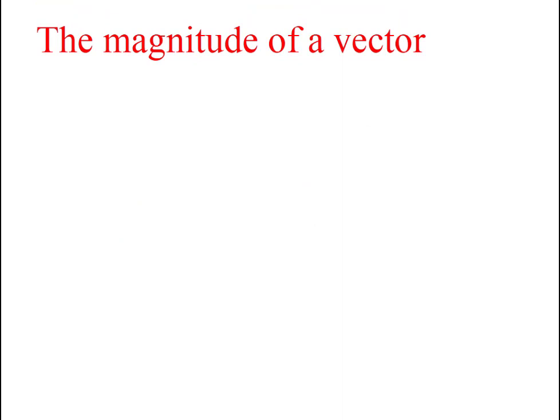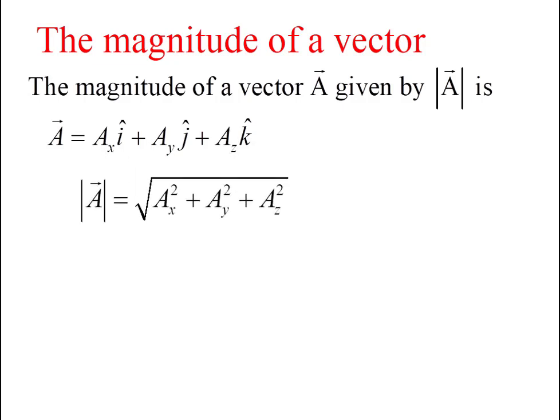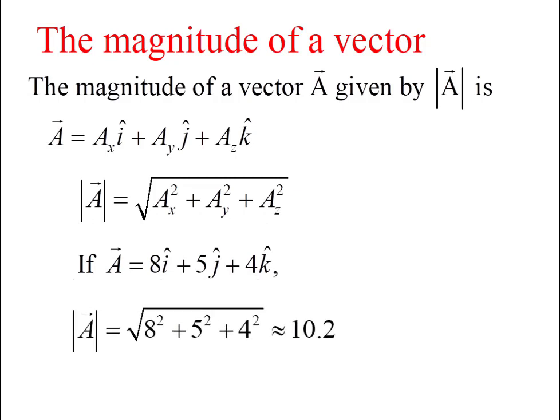The magnitude of a vector. The magnitude of a given vector A is given by, for example, if the vector itself is Ax in i plus Ay in j plus Az in k, where Ax, Ay, and Az are the components of the given vector, then its magnitude is simply the sum of the square of each component taken under the square root. So if, for example, our vector is 8i plus 5j plus 4k, then the magnitude of this vector is simply 8 squared plus 5 squared plus 4 squared under the square root, which is simply 10.2.